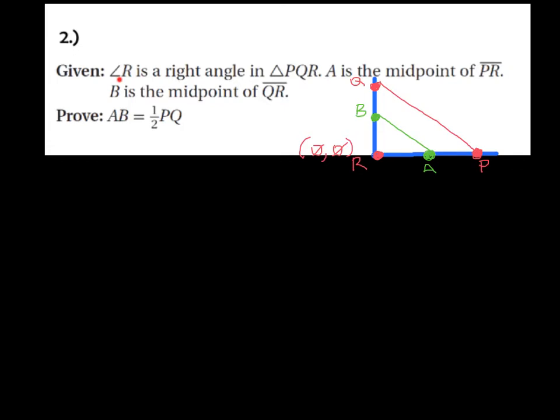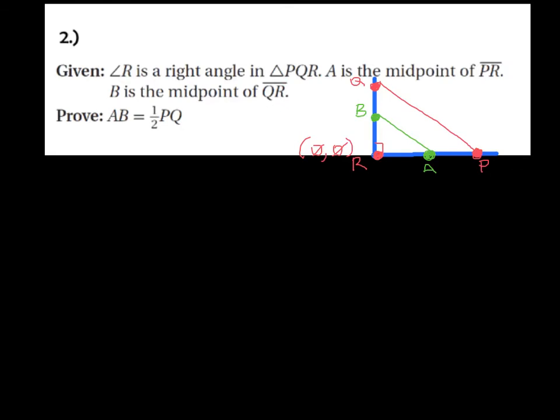Since R was the right angle, I went ahead and placed that at the origin because that is going to be the easiest place for me to put a triangle that has a right angle. That was one of the strategies we talked about on Wednesday when we started 4.7. Then I know the triangle is PQR, so if this is R, then these points have to be P and Q.